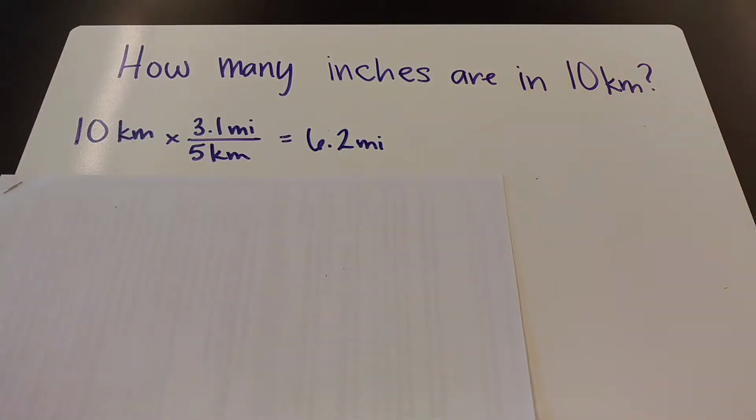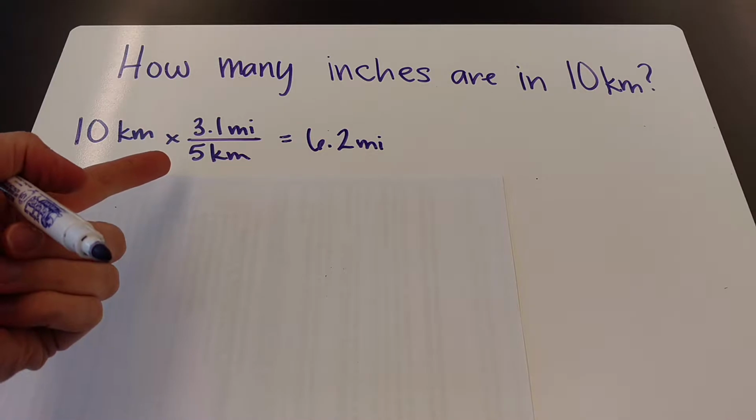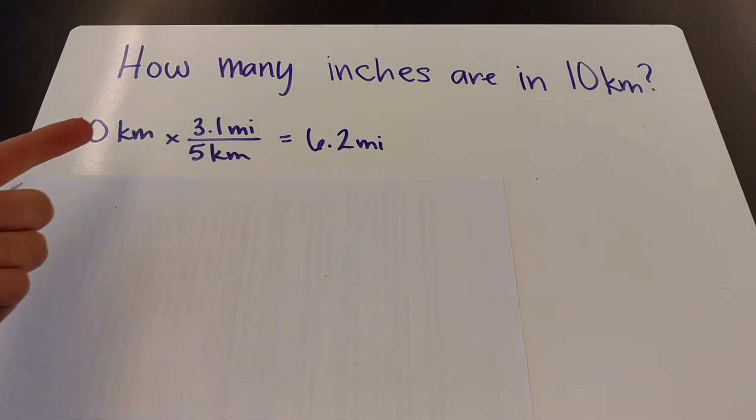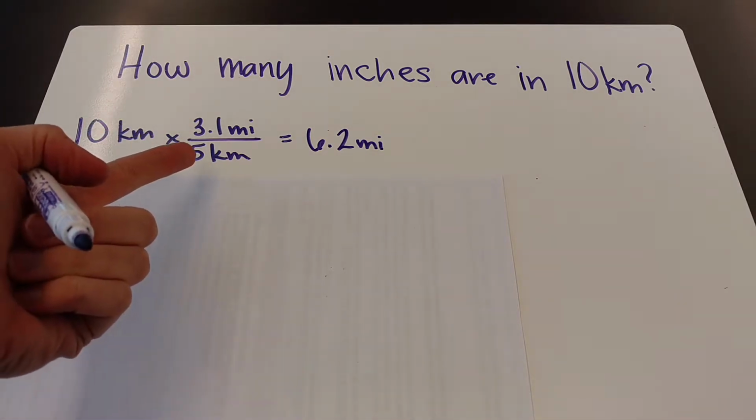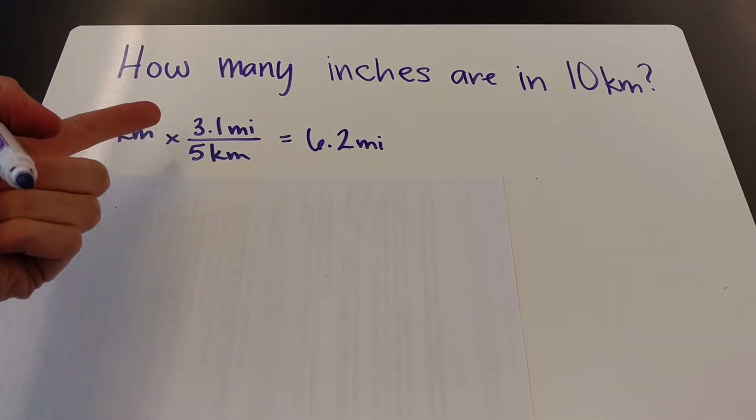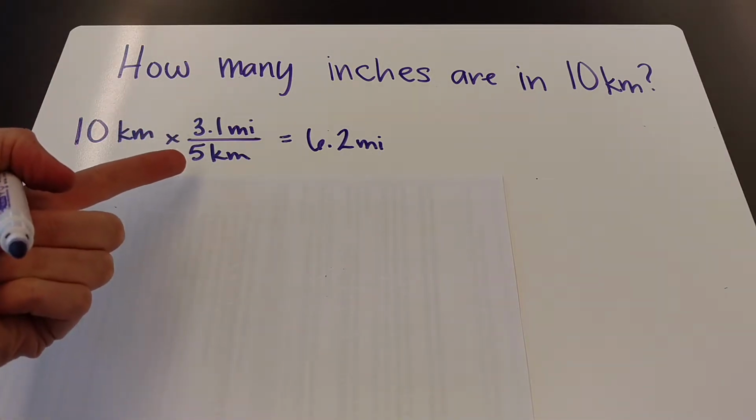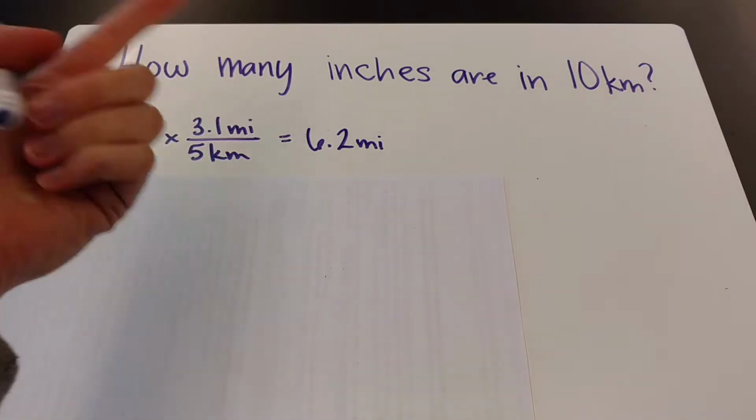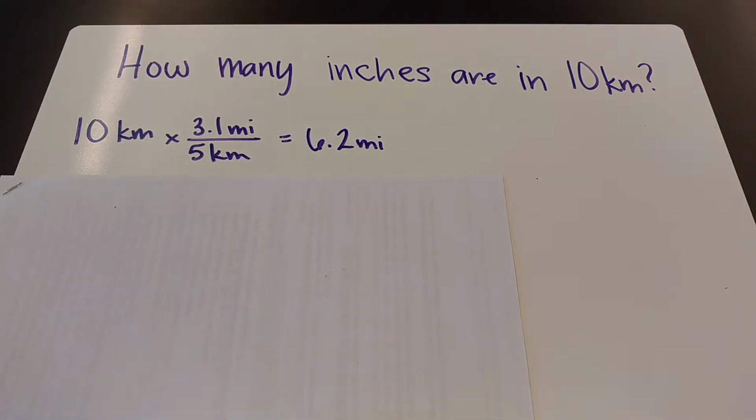So for example, I run a lot of 5Ks and I know that that's 3.1 miles. So 10 kilometers, then I multiply that by a fraction of 3.1 miles in 5 kilometers, and I'm going to get an answer of 6.2 miles. Okay, and that's the first step, switching out of the metric system in this case.